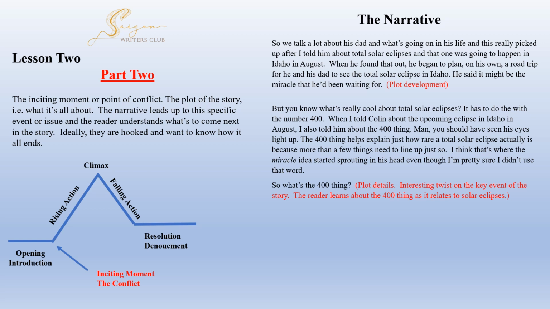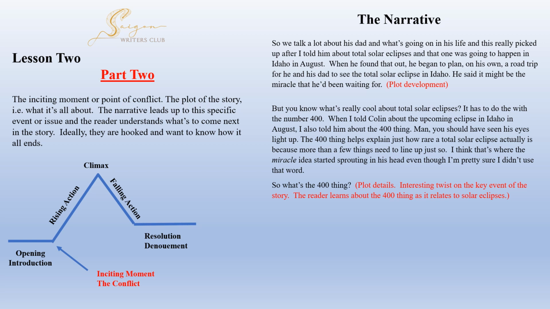Man, you should have seen his eyes light up. The 400 thing helps explain just how rare a total solar eclipse actually is, because more than a few things need to line up just so. I think that's where the word miracle idea started sprouting in his head, even though I'm pretty sure I didn't use that word. So what's the 400 thing?